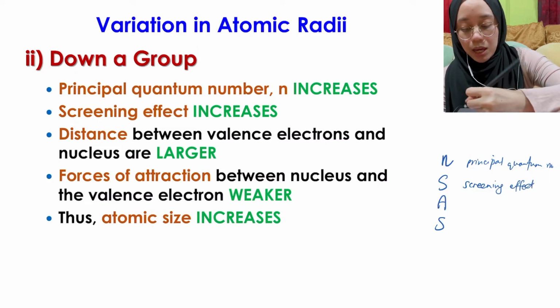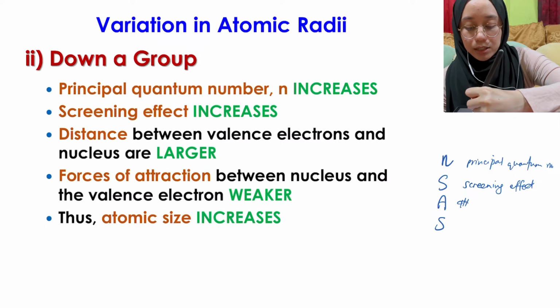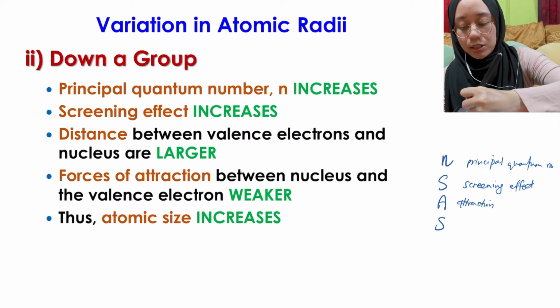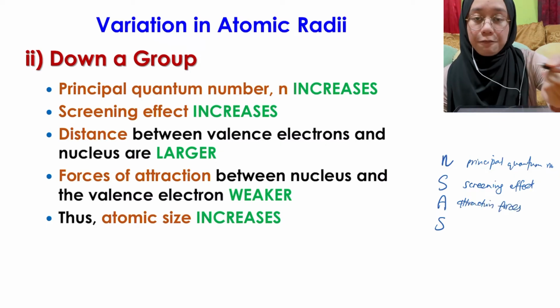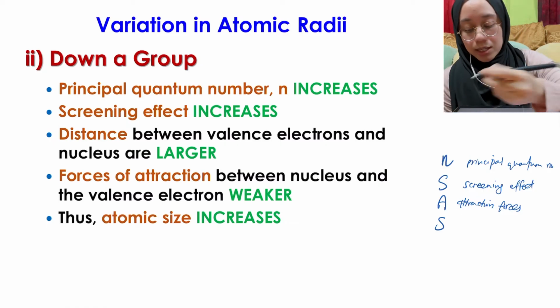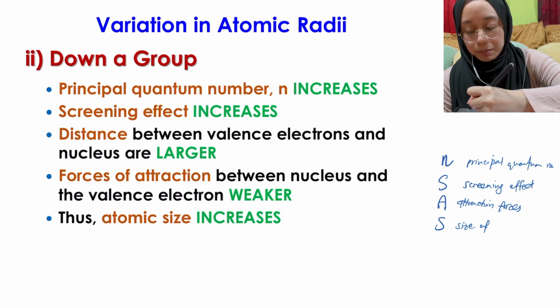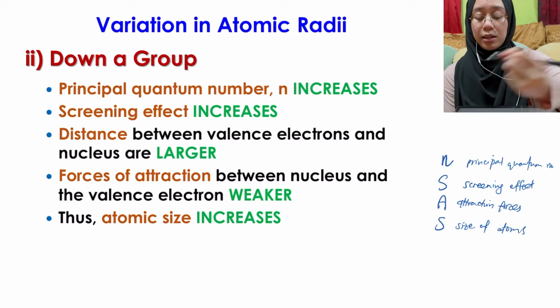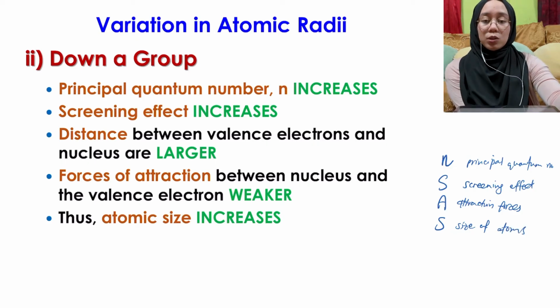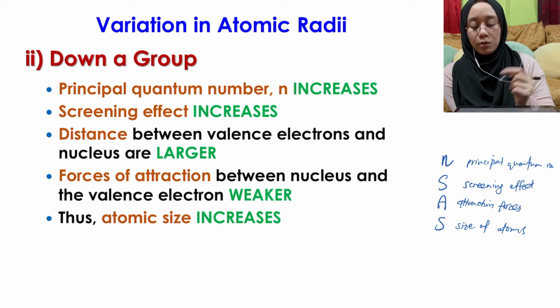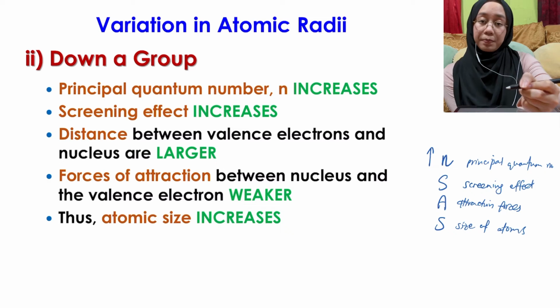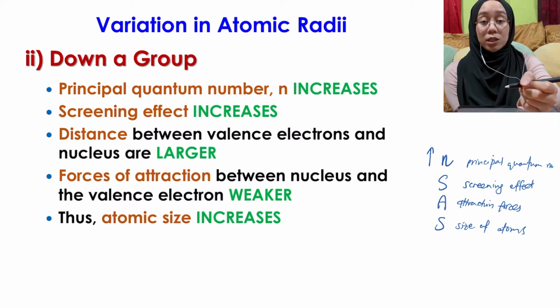And A of course again sekali lagi it is attraction forces. Okay, attraction forces between valence electron and nucleus, and last kali kita ada size of the atoms. Okay, so what happened here? So kalau going down the group, what happened to the principal quantum number class? Dia akan increase. Okay, so what happened to the screening effect then?